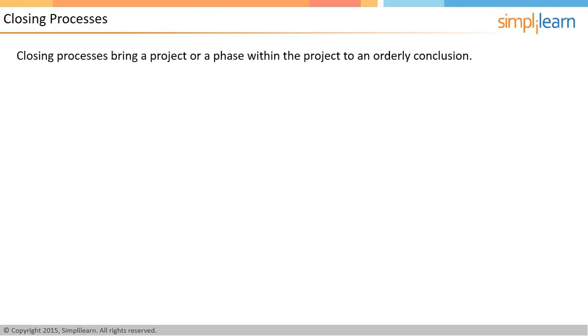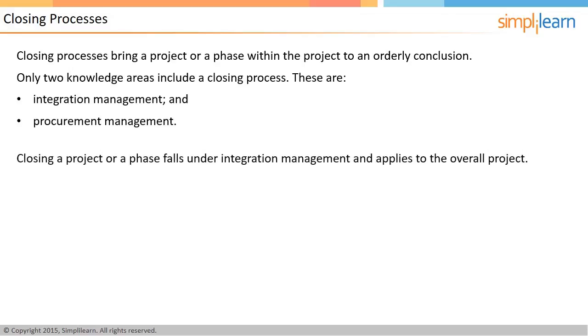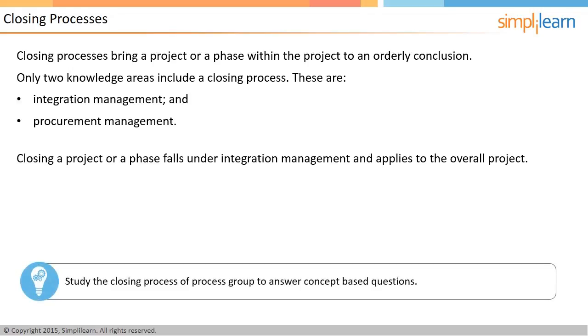Closing processes bring a project or a phase within the project to an orderly conclusion. Only two knowledge areas include a closing process. These are integration management and procurement management. Closing a project or phase falls under integration management and applies to the overall project. Before the project is formally closed, all the procurements or contracts that are entered into for the project must be formally closed as well. Study the closing processes in detail to answer concept-based questions in the PMP exam.